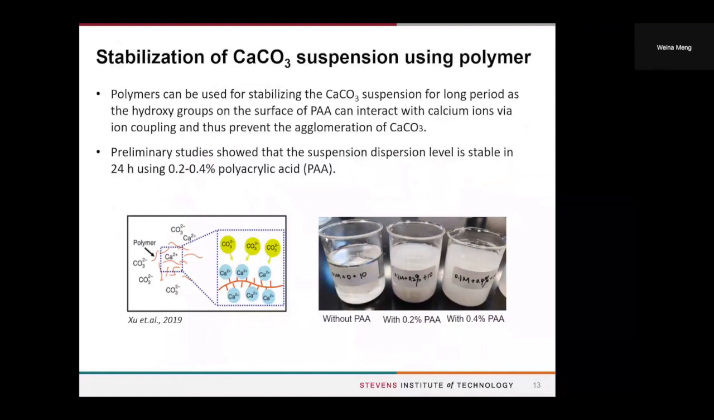Here I just show you some of our preliminary studies. We use polymers, which work very well actually. Here I showed you polyacrylic acid. We used that to stabilize the particles, and we found very good results. You can keep the uniform dispersion level for at least 24 hours. And for now, like I said, we are trying to develop more cost-effective methodologies to stabilize this kind of particles for future larger-scale production of concrete.